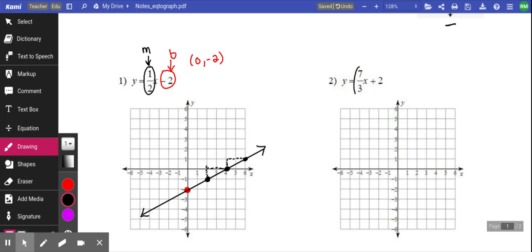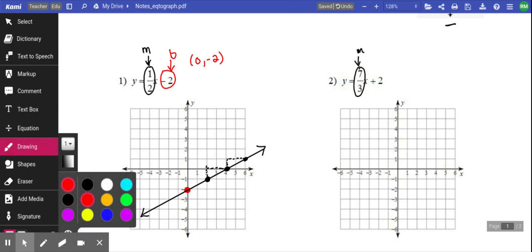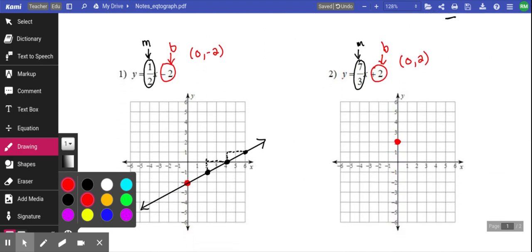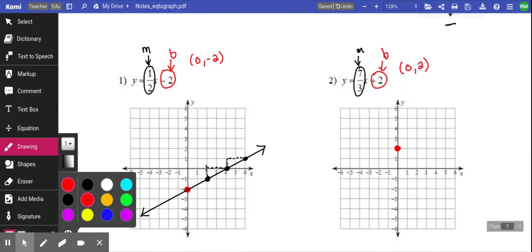So again, I'm going to circle my slope. I'm going to identify that this is my slope, and in this case, my b is +2. Remember, I could write this as (0, 2). So I've got to find that point on my graph. That point is right here. And now we have to move. So it says +7 over +3. Well, when we look at the ways that we can move, it says that positive we need to go up. However, if you look here, if we go up 7, we're going to run off the graph.